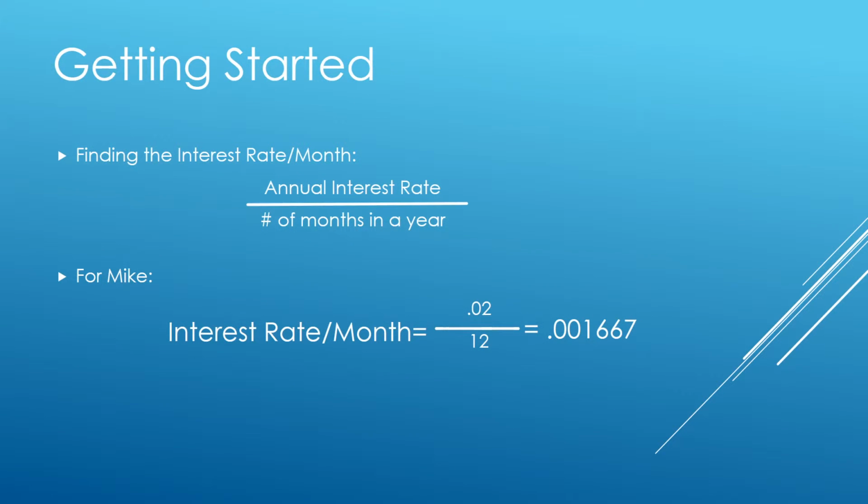Here we see the first step of the monthly payment calculations. Because the bank quoted the annual percentage rating, in this case 2%, Mike needs to adjust this down to a monthly percentage. He does this by dividing the 2% rate by 12, the number of months in a year, giving us a monthly interest rate of 0.001667.